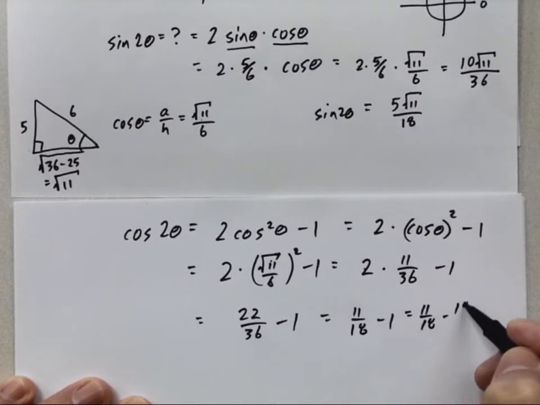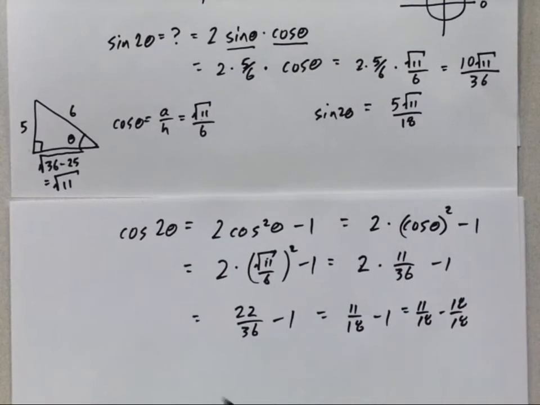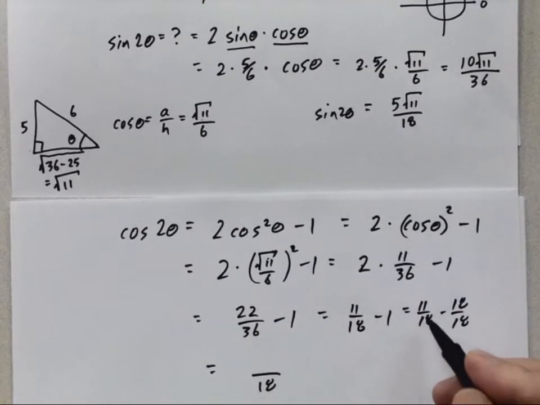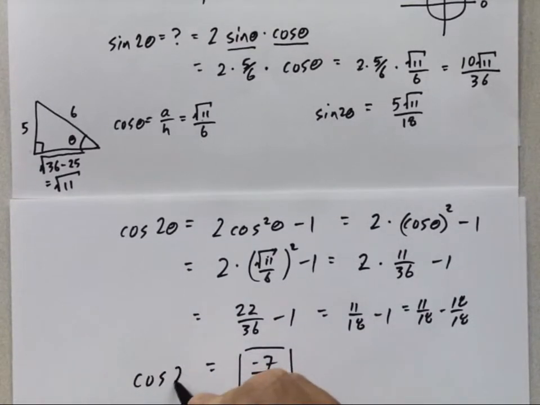So 1, I rewrite as 18 over 18. Now if you remember how to subtract fractions, you write the common denominator, 11 minus 18. And then that is the cosine of 2 theta. All right, not too bad.